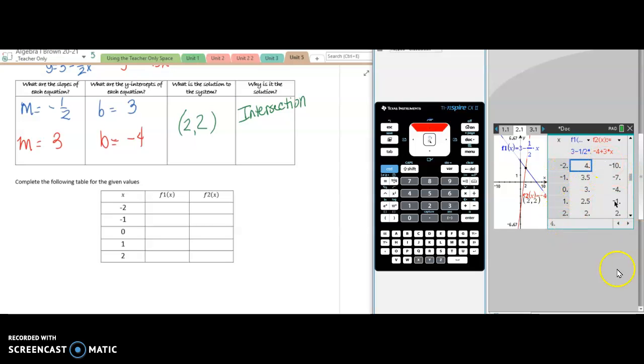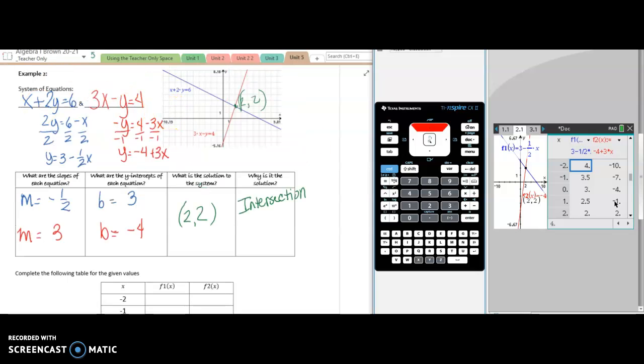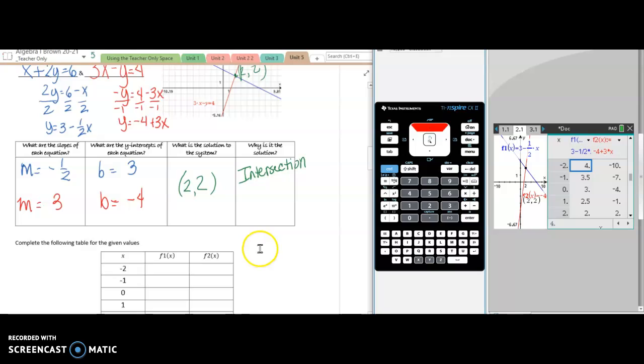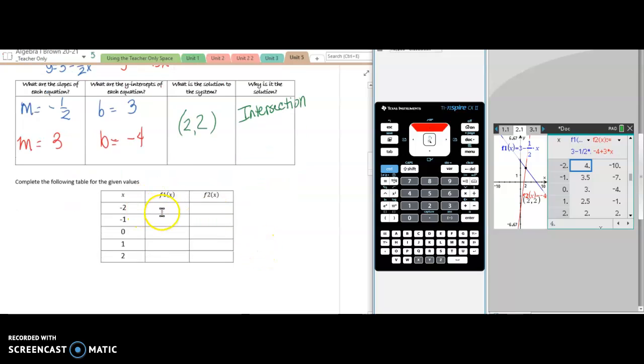Look, everything's right there. And I did actually put it in order this time because my f1 of x, after I solve for y, because you have to solve for y or else it will not do the table for you. It will not do it as a relation, and you can't graph as a relation anyway. So we're going to fill this in. I want you to do that real quick. Pause the video and fill that in.